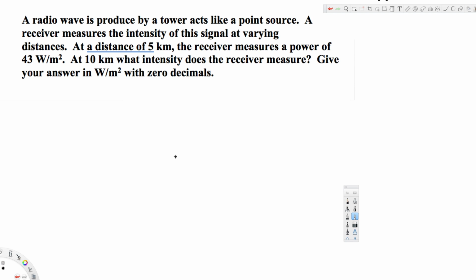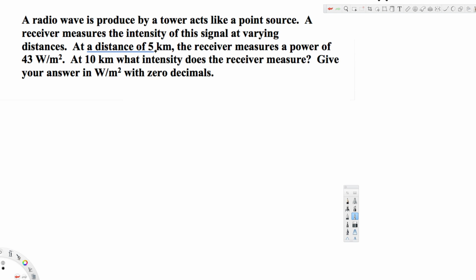Going on, guys, let's look at this problem right here. This question is asking: a radio wave is produced by a tower acting like a point source. A receiver measures the intensity of this signal at varying distances. At a distance of 5 km, the receiver measures the power of 43 watts per meter squared. At 10 km, what intensity does the receiver measure?